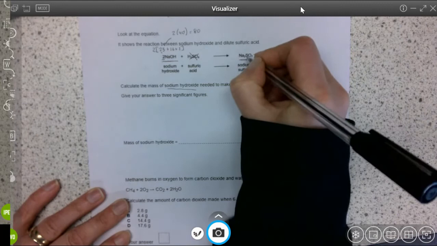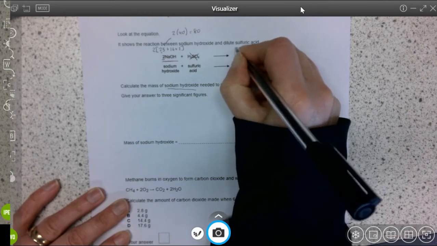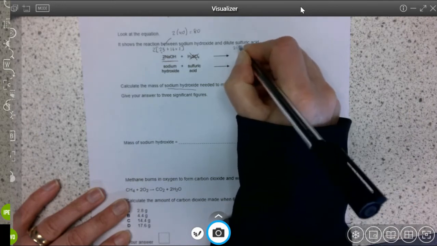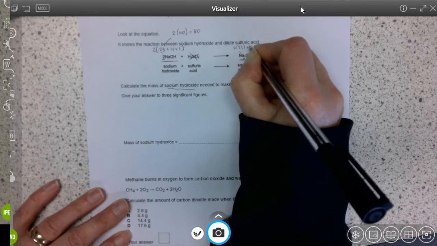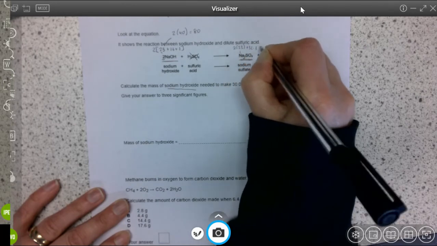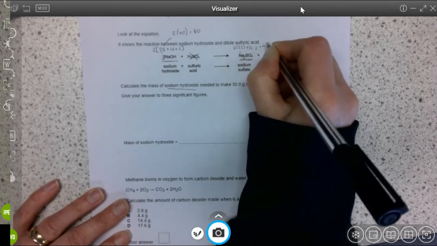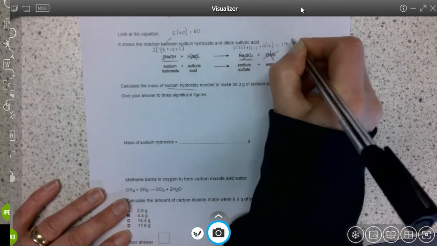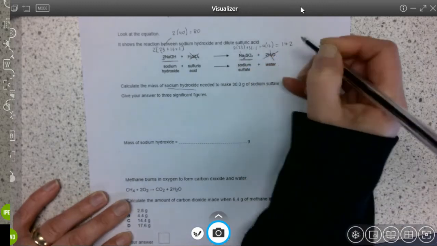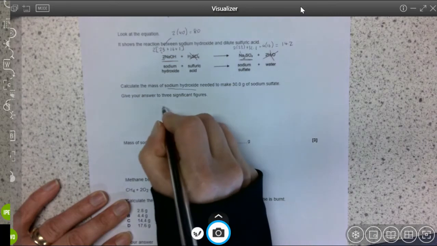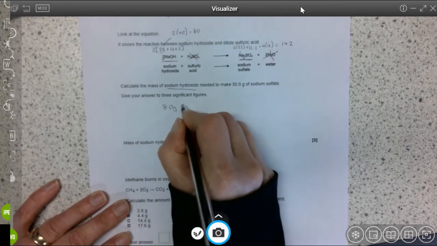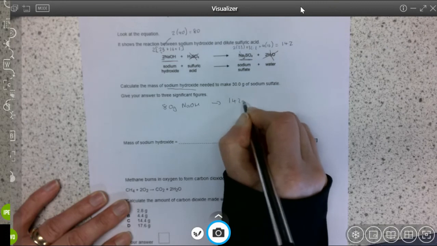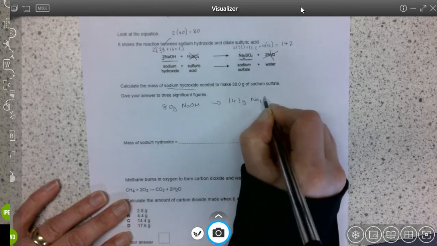And if I do the same for sodium sulfate, that's 2, because this little number 2 here means 2 sodium, so that's 2 lots of 23 plus 1 sulfur, which is 32.1, plus 4 lots of oxygen, which is 16. If I add all of those together, that gives me 142. So what this means is that 80 grams of sodium hydroxide gives me 142 grams of sodium sulfate.